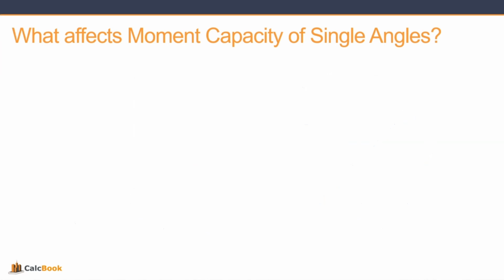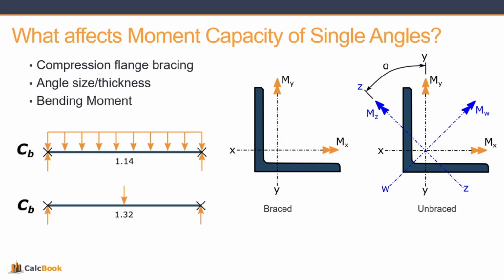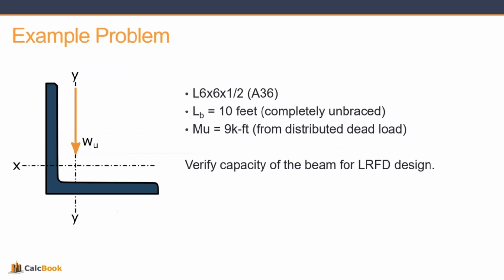What affects the moment capacity of single angles? We look at whether you're looking at the geometric axes or the principal axes, so braced or unbraced. Obviously the angle size, thickness, and material properties, as well as the applied moment, which comes out in our CB factor. For a distributed load, you're going to have less capacity. For a point load, you're going to have more capacity.